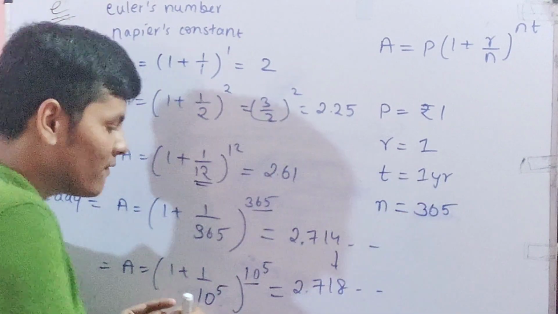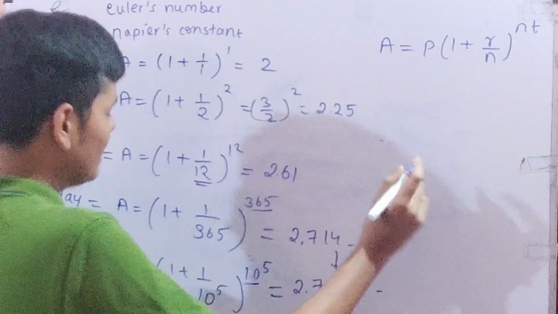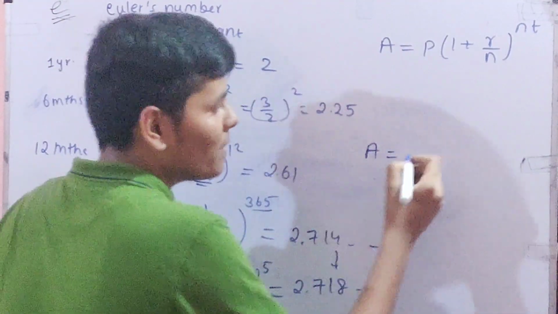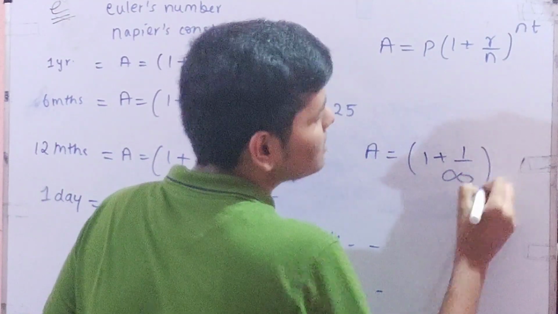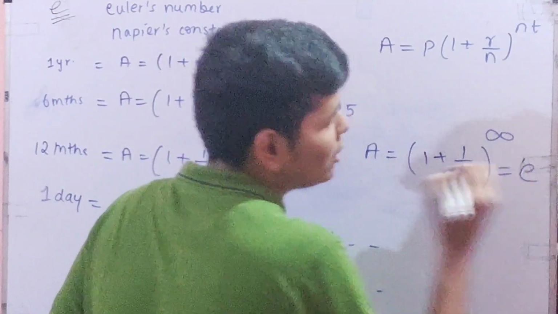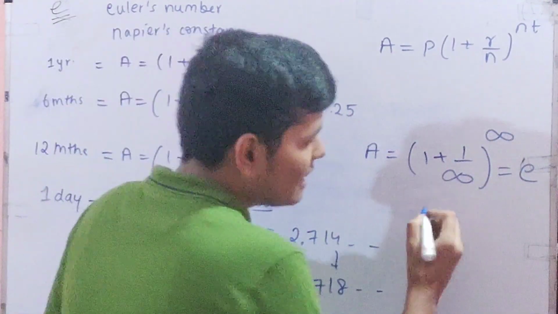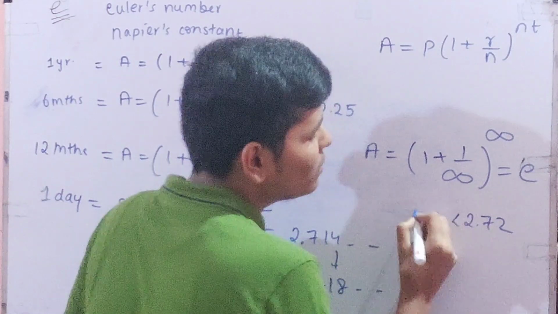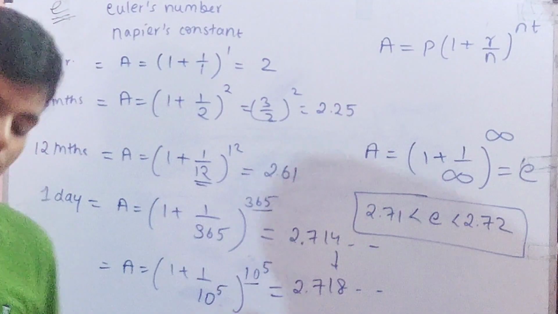So from here we took the following thought. If we take compound interest A for 1 rupee for 1 year and compound it infinite times, then we get e rupees, or we get the amount of e. This e is nothing but an irrational number. It lies between 2.71 and 2.72. This is the concept of e, or Euler's number.